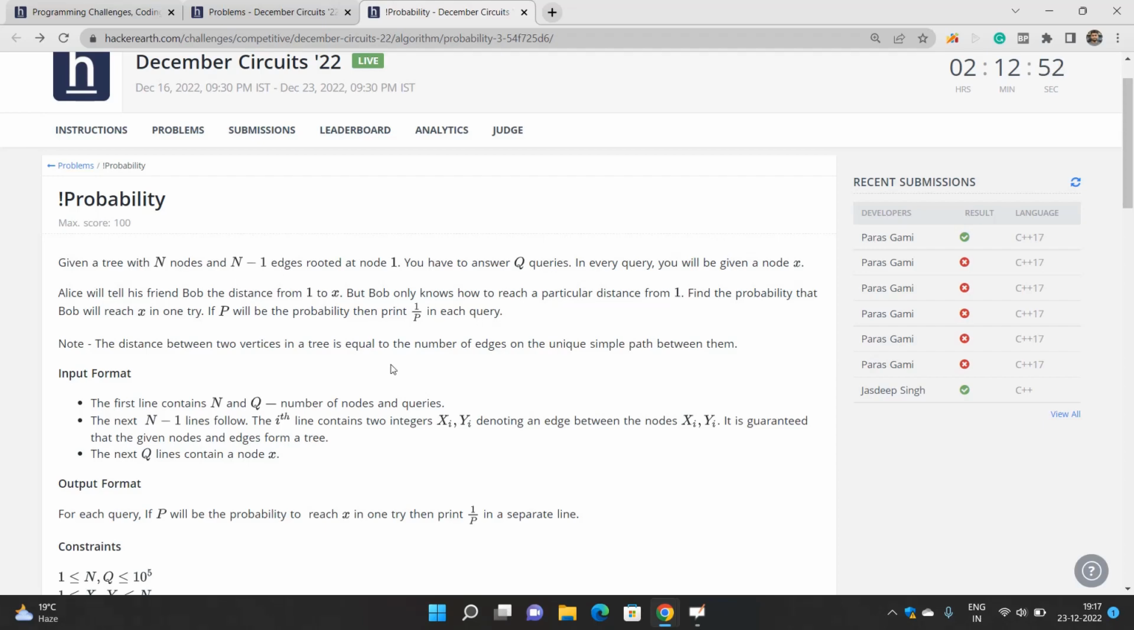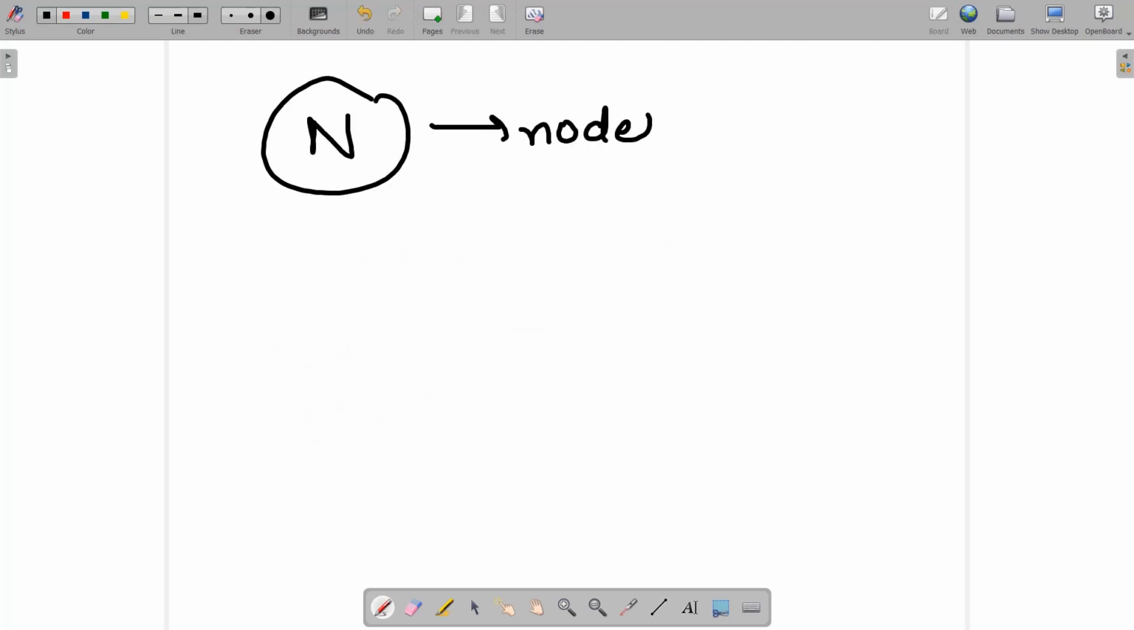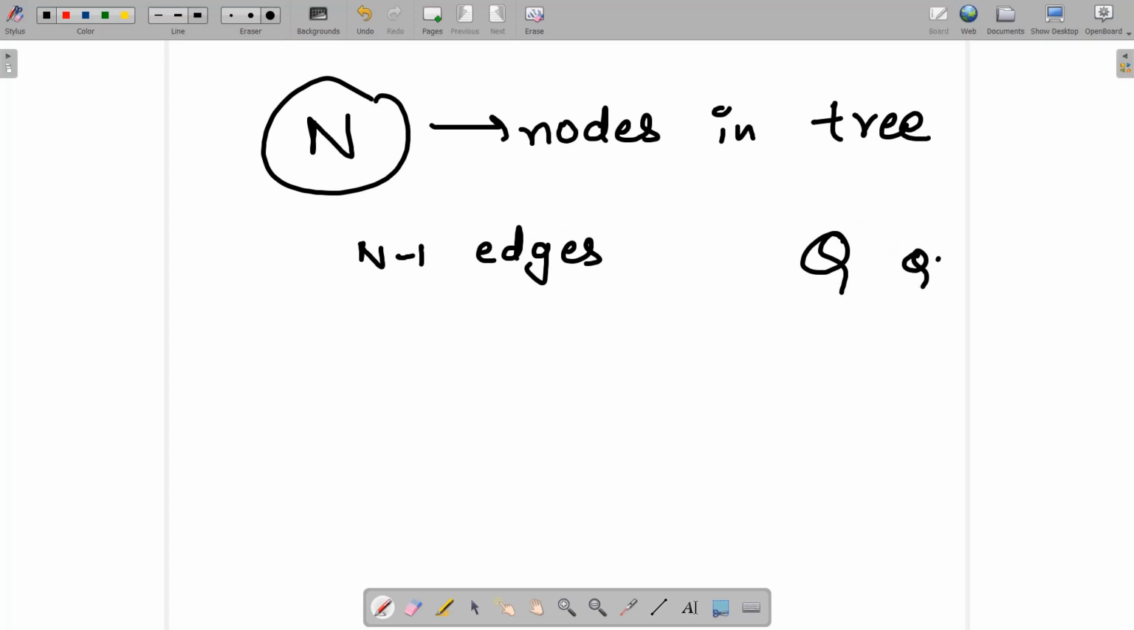Okay, so let's try to understand this problem in detail. So we have a tree of n nodes, and since it is a tree, we have n minus 1 edges. Now, we also need to process q queries. In each query we will be given the node x, and we need to find out the probability to reach node x, and there will be certain conditions also. Let's try to discuss that also.